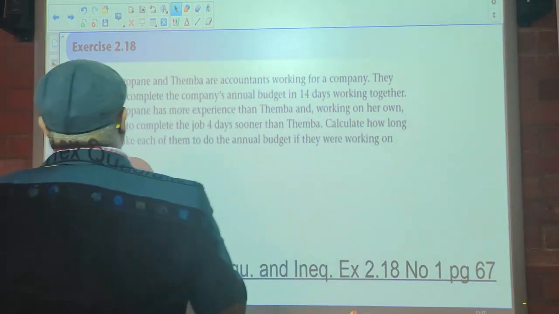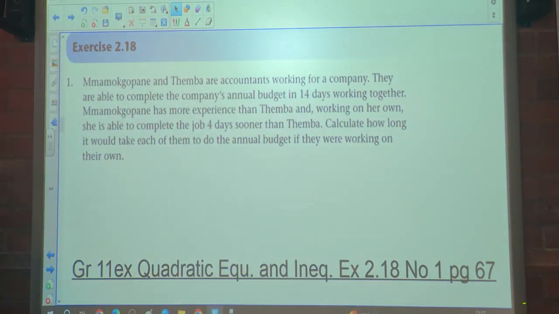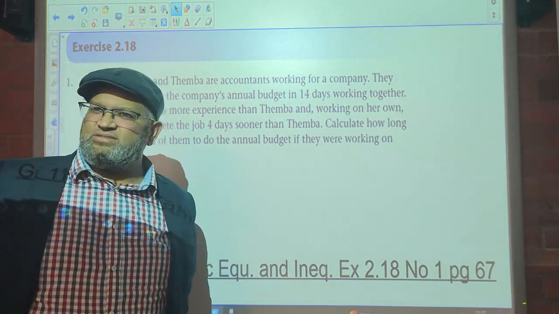So number one, we are told that Mamokabane and Temba are accountants working for a company. Okay, for those of you who want to do accounting. They're able to complete the company's annual budget in 14 days.